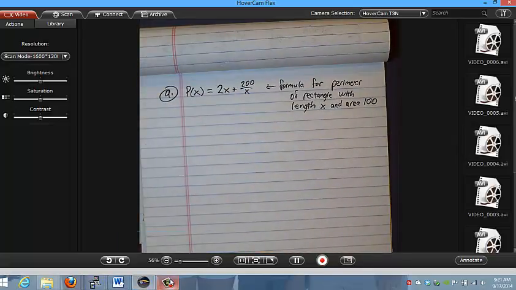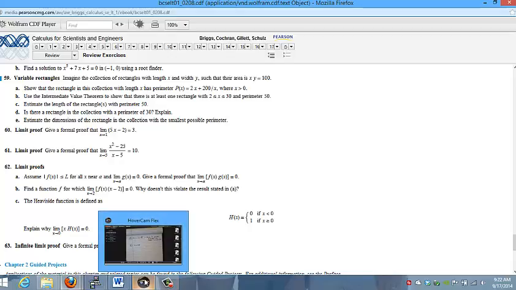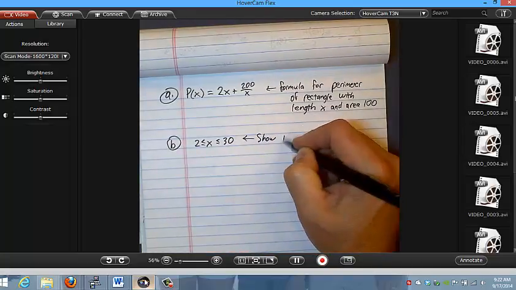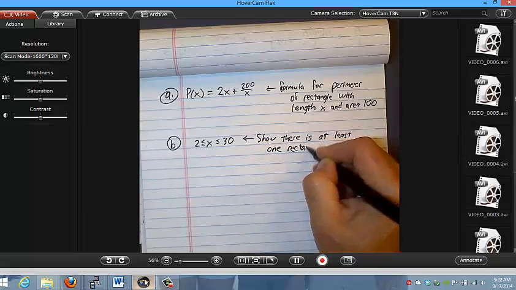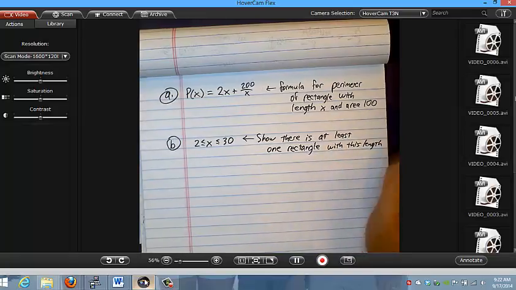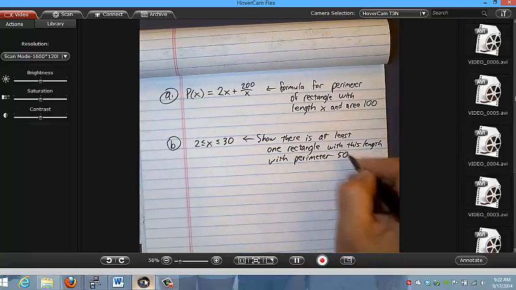All right, let me read what it asked me to do in part B. It says, use the intermediate value theorem to show there's at least one rectangle between 2 and 30 with perimeter 50. Wow. Very nice application. They told me X is between 2 and 30. And they say, show there is at least one rectangle with this length, in other words, between 2 and 30, with perimeter 50. What a great problem.